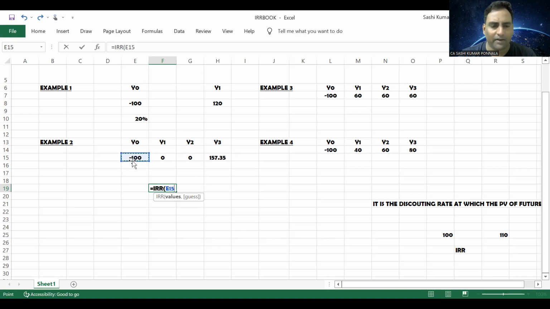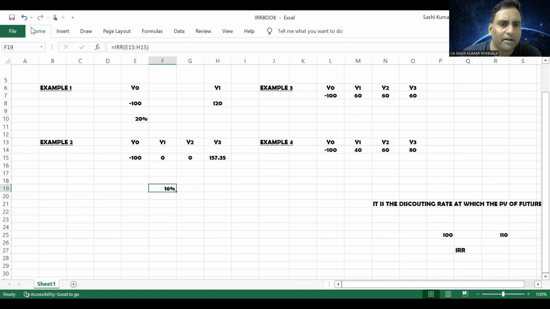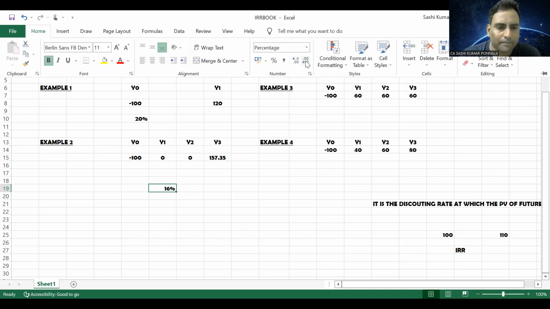So today I am investing 100, receiving 157.35 after 3 years. What is IRR here? 16%. So you want to check whether the 16% is correct or not. Of course, we are rounding this value. The exact IRR is quite different. Look at this. What is the rate here? 16.31. It is not 60, 16.31.